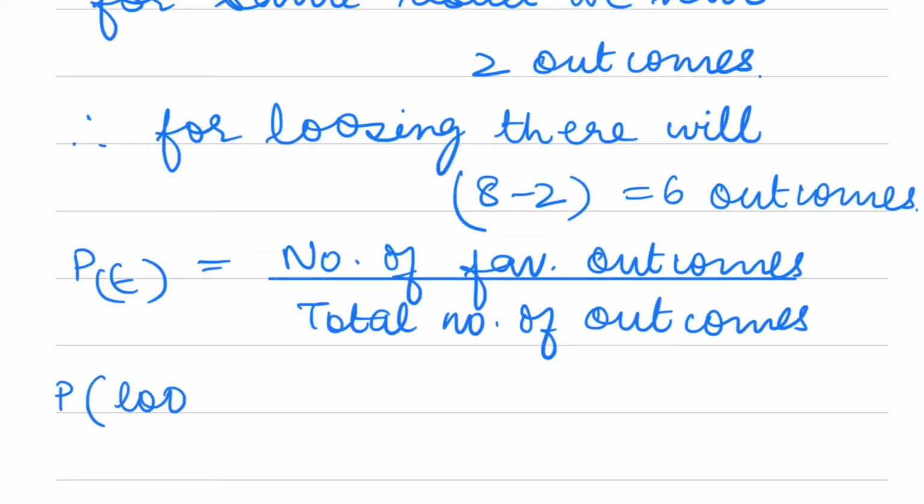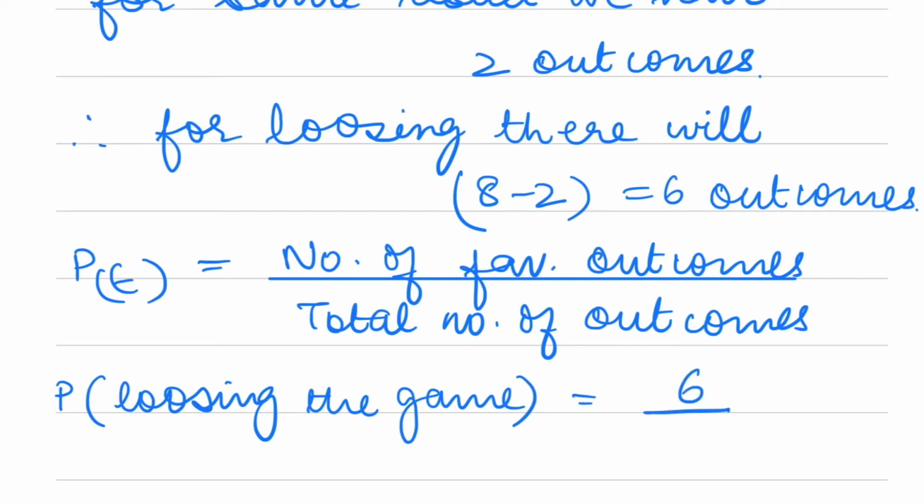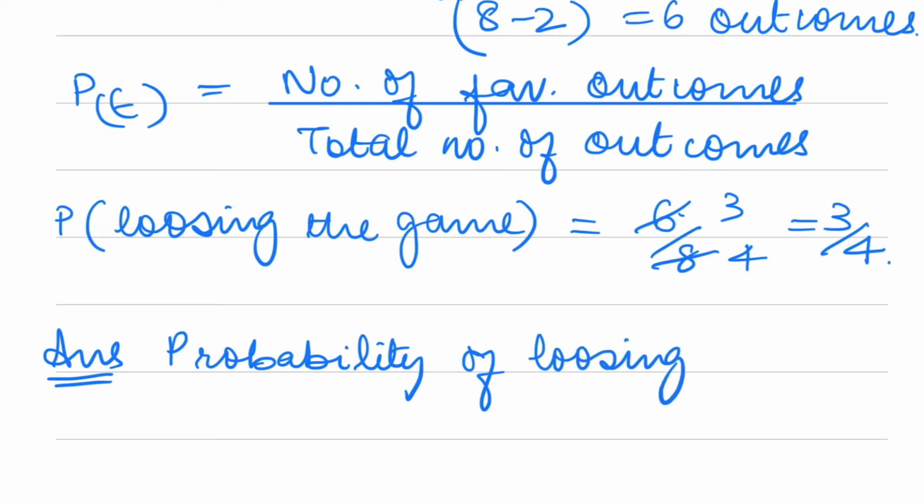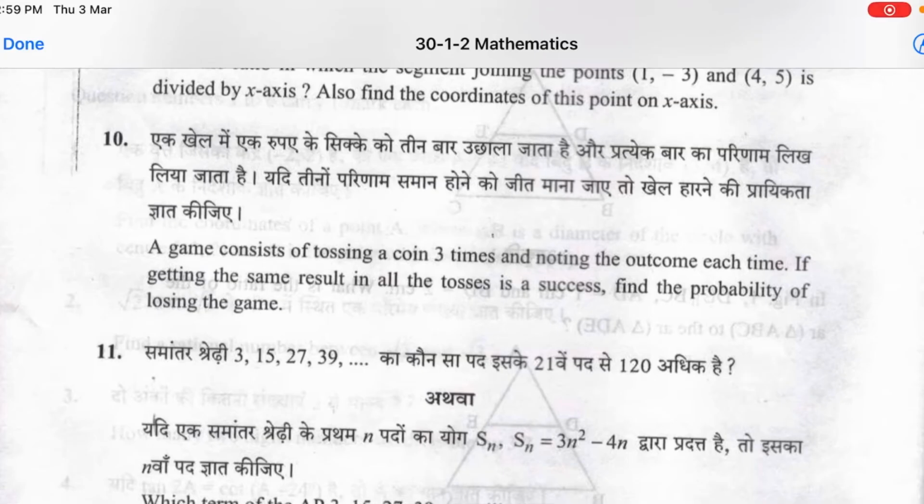Probability of losing the game: if you lose the game, there are 6 outcomes and total outcomes are 8. So 2 threes and 2 fours. So this is equal to 3 by 4. So answer: the probability of losing the game is 3 by 4.